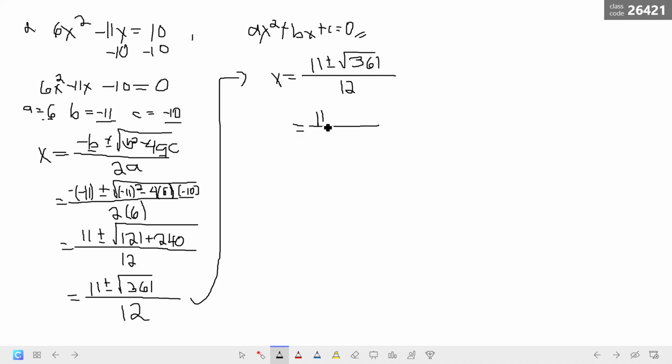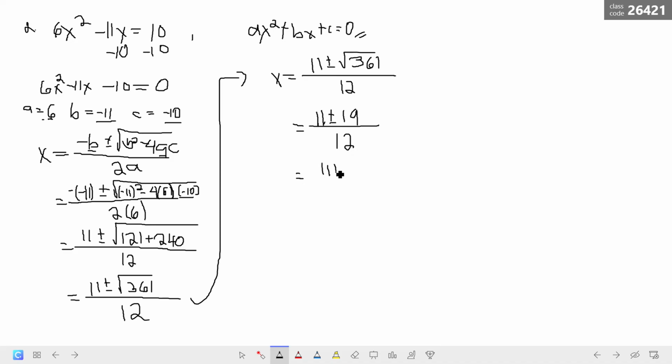Copy lang muna natin yan, 11 plus, what is the square root of 361? The square root of 361 is, using your calculator, 19. 19 times 19, we will get 361. Square root of 361 is 19. Again, papaalala ko lang, do not put another square root here. Redundant na po yun. So, papalitan natin dito ang square root of 361 with 19 because 19 times 19 is 361. All over 12.